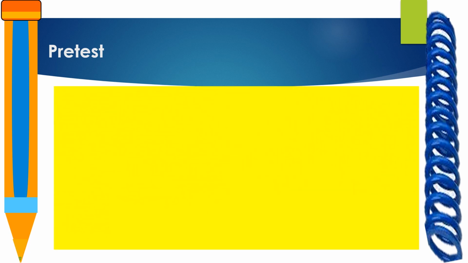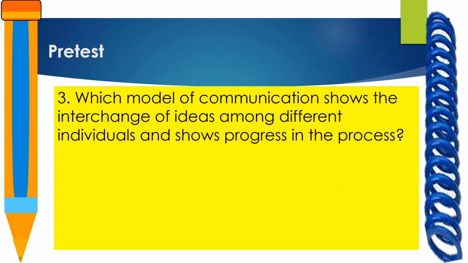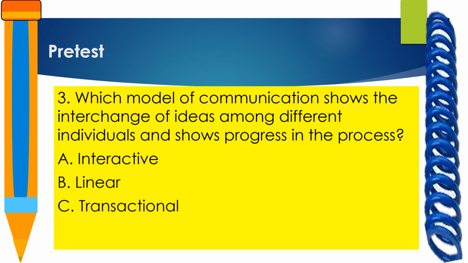Number 3. Which model of communication shows the interchange of ideas among different individuals and shows progress in the process? A. Interactive, B. Linear, C. Transactional, D. None of the above.